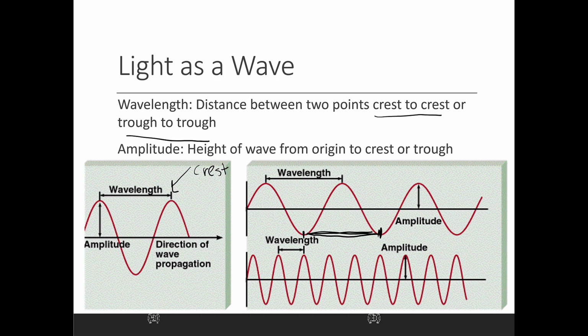Okay, the amplitude is the height of the wave. So the distance from the origin, or this middle black line here, to the crest, or the middle line to the trough. So the amplitude is not the whole distance, it's just from the middle black line to either the crest or the origin there to the trough.